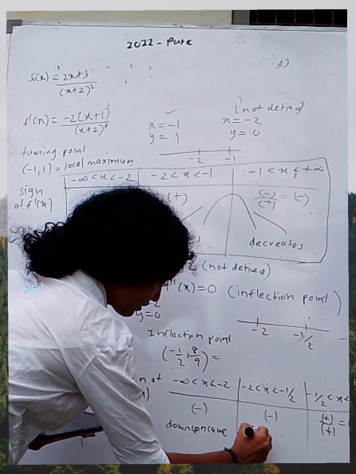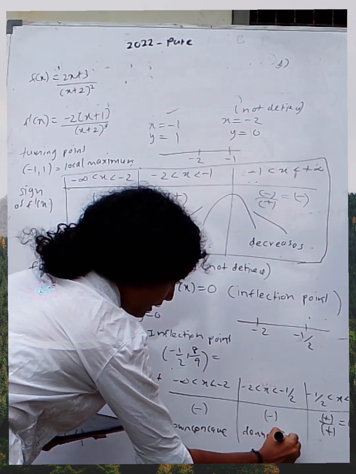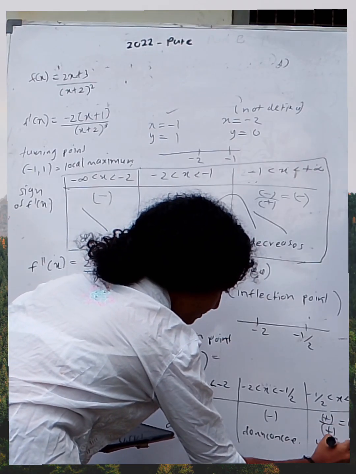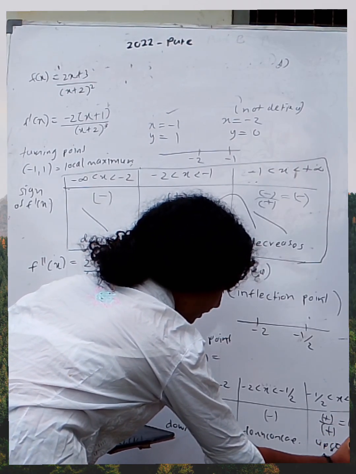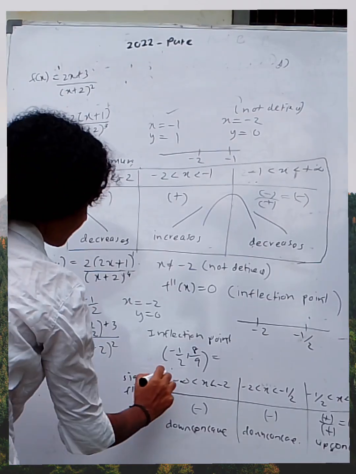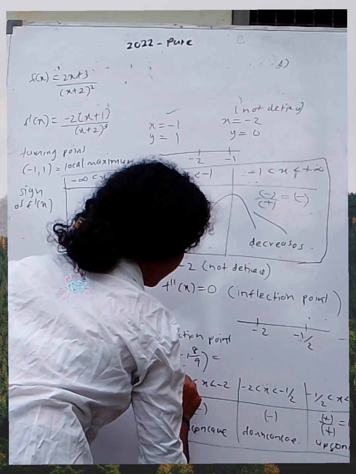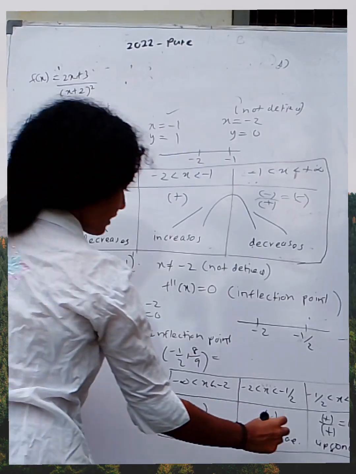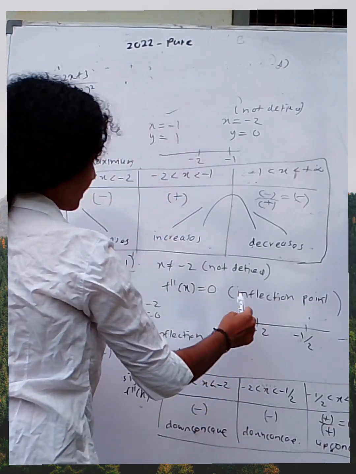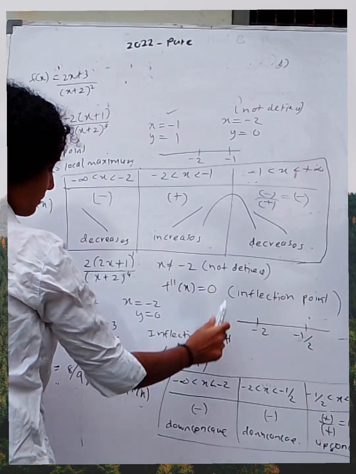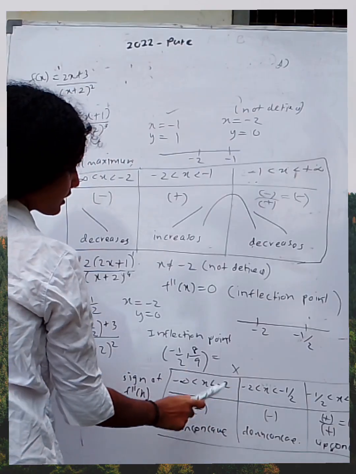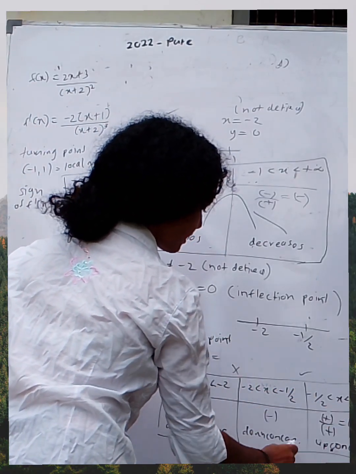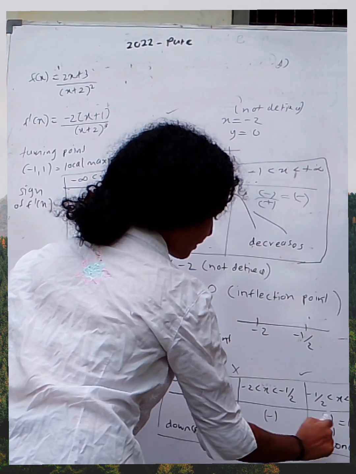Here also down concave. Here, since it's a positive, we call it up concave. Up concavity or concave. So this is our sign table for the inflection points. Now we can see that our undefined point is our not defined point. So you must not consider this -2 part. Instead, consider this part. So here there is an inflection point.